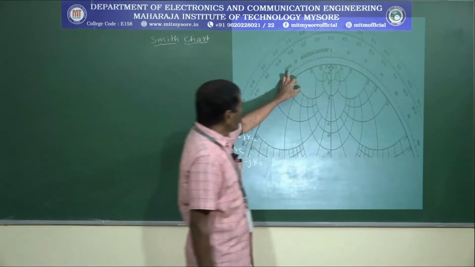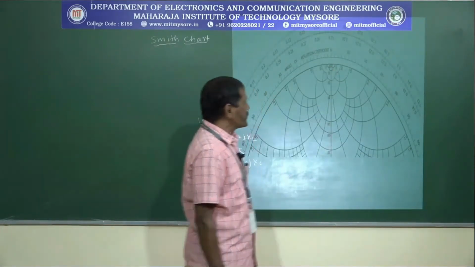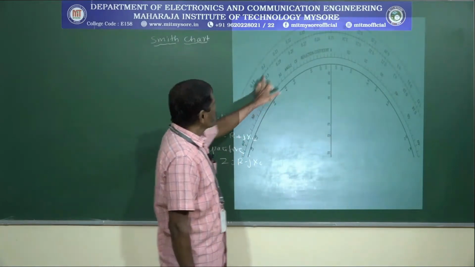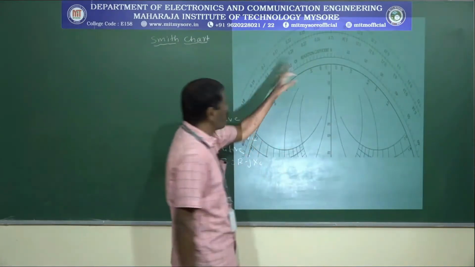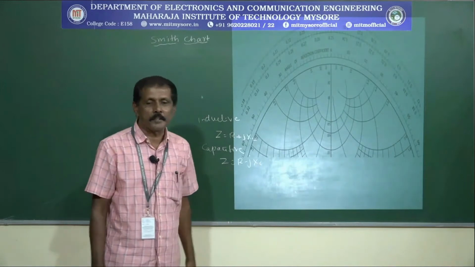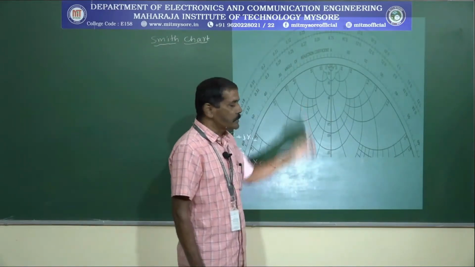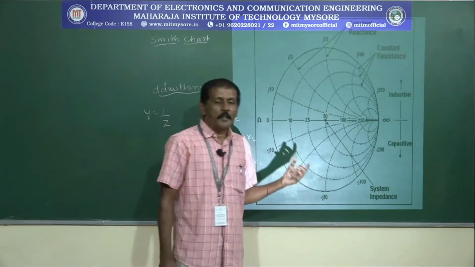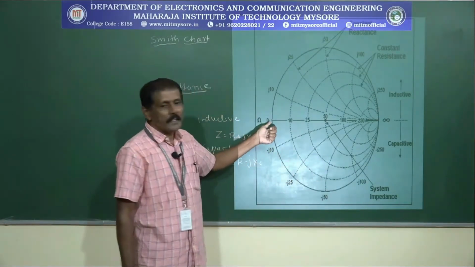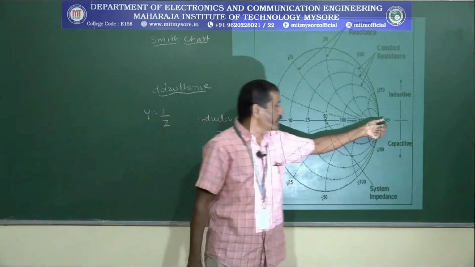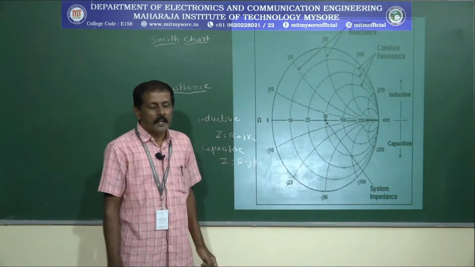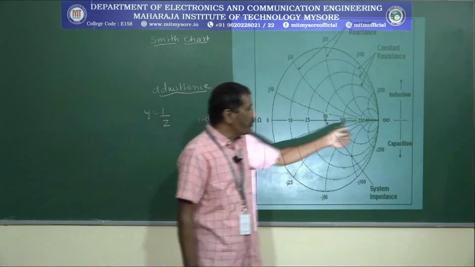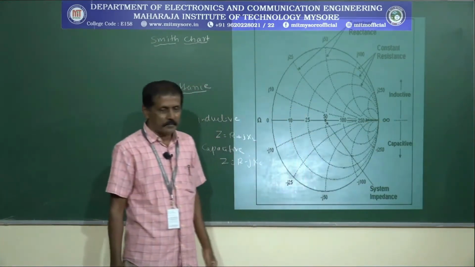Here you have the angle of reflection coefficient, and many other values have been marked on this. Depending upon what parameters we are calculating for the Smith chart, we consider these particular values. Now, whenever we are taking the impedance, the left hand side we take as a short circuit, and the right hand side we take as an open circuit. Here the impedance is taken as 0, and here the impedance is taken as infinity.